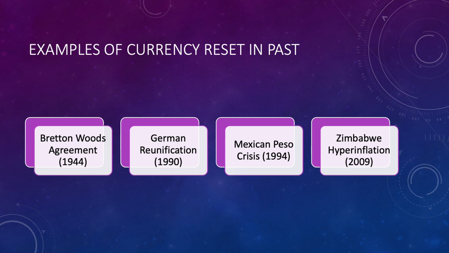Another example we can discuss happened in Zimbabwe, which was called the Zimbabwe hyperinflation of 2009. Zimbabwe experienced a severe hyperinflation in the late 2000s, which led to the collapse of its currency. The government implemented a currency reset by abandoning the Zimbabwean dollar and adopting the US dollar and other foreign currencies as legal tender. So you can see the impact of currency reset on various countries and their economies.